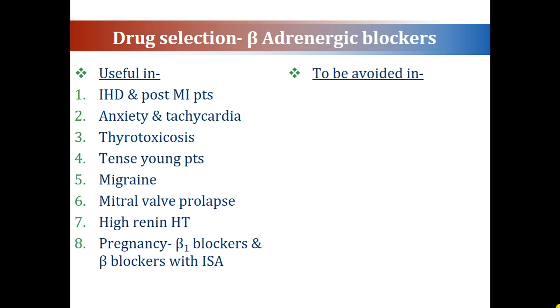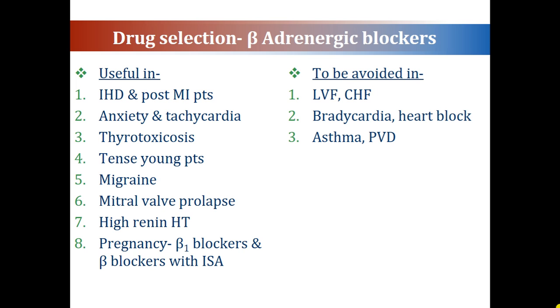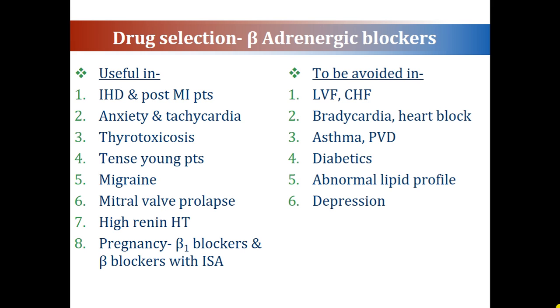Where not to use beta blockers? In patients of heart failure because they further suppress the heart, especially decompensated heart failure, bradycardia and heart block, asthma and peripheral vascular diseases, and in diabetic patients because of the phenomenon of hypoglycemic unawareness. Asthma and peripheral vascular disease may get aggravated with beta blockers. Abnormal lipid profile because they produce dyslipidemia. Depression.